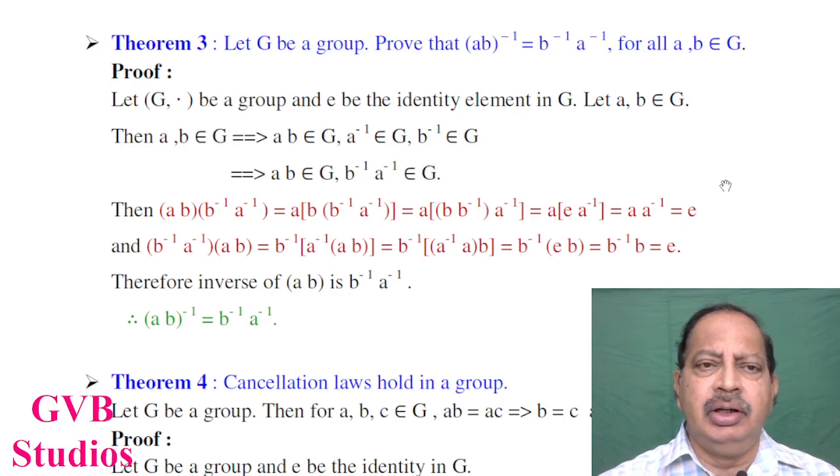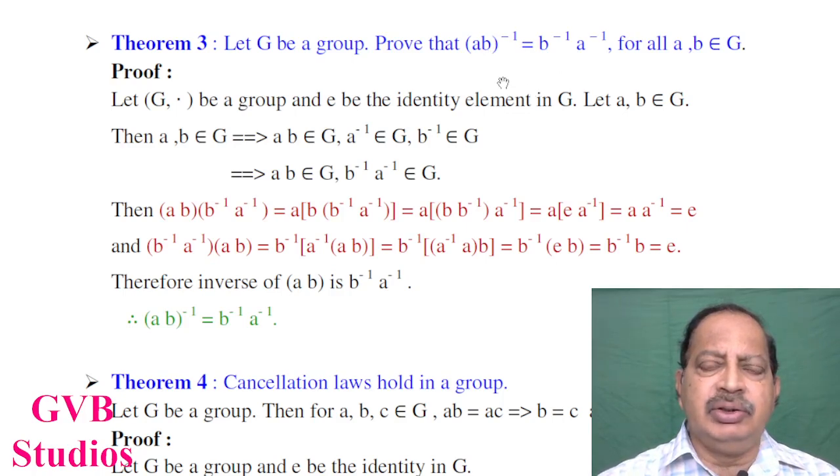Here we write for our convenience: we omit the symbol dot or circle or the like. I am writing AB instead of A dot B or A circle B or A star B. The symbol is understood. Students, please note this point. Somebody says it is the inverse of a product of two elements, but I will say inverse of composition of two elements. Here we have to prove that (AB) whole inverse is equal to B inverse A inverse.